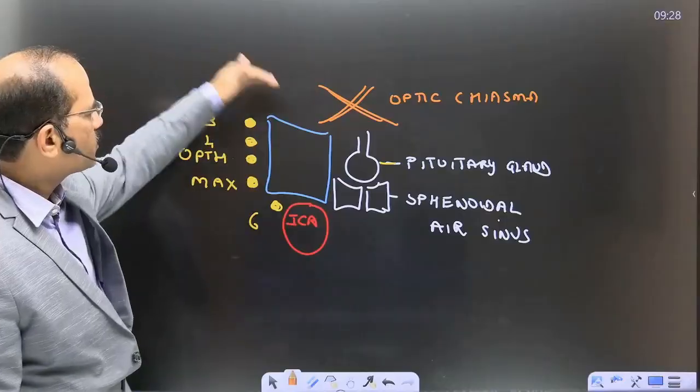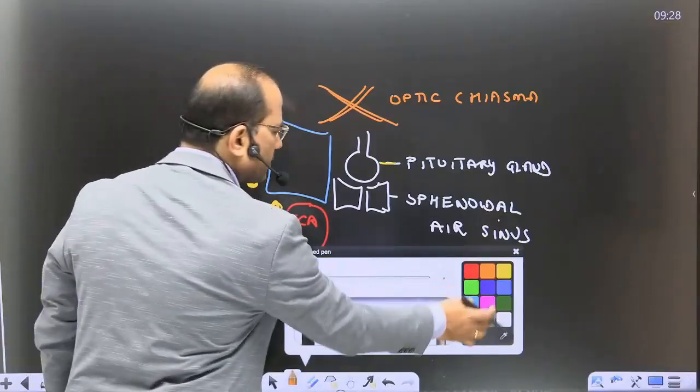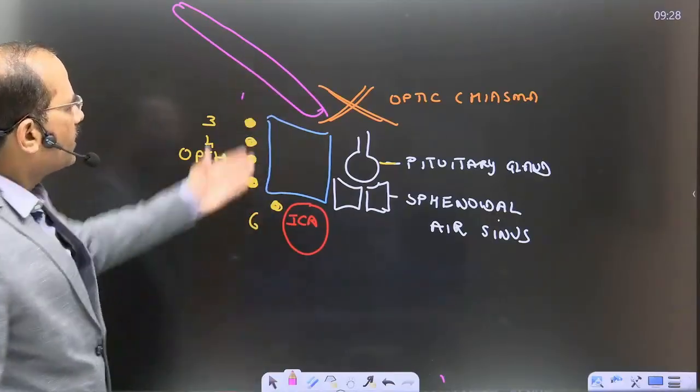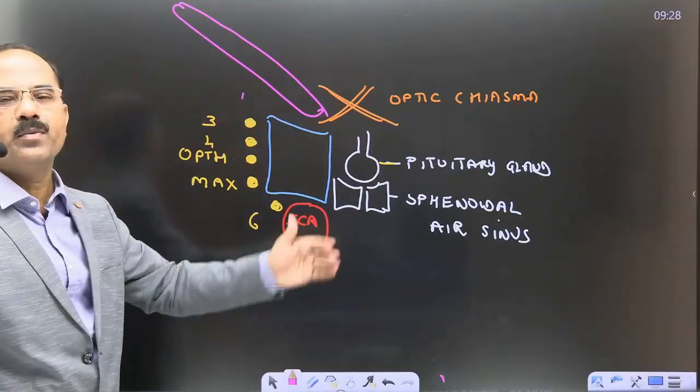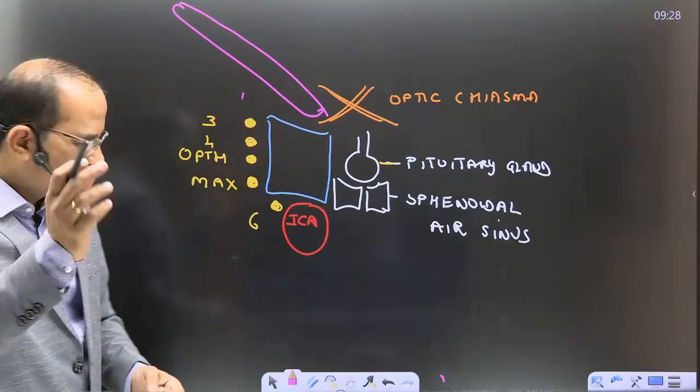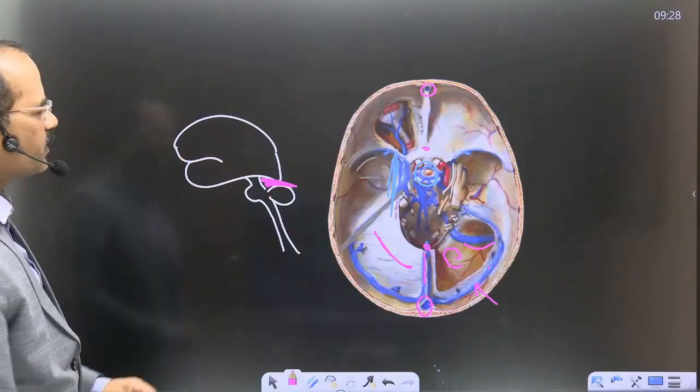And then the structures, what is lying in front here? If I draw something like this here for you, what is lying here? That's the superior orbital fissure. And these structures would be getting into the orbit through the superior orbital fissure. Clear to all of you students? Fine, very good. Now, just try to understand this.